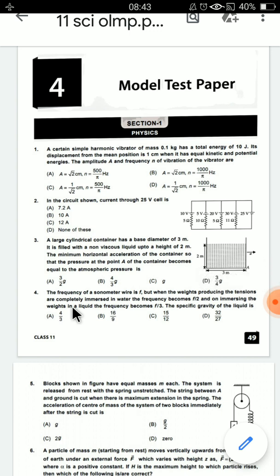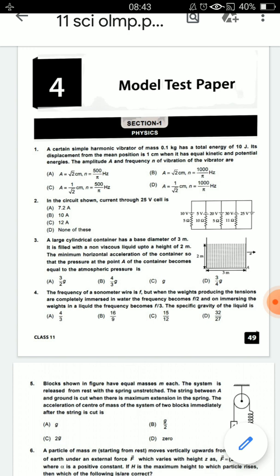A large cylindrical container has a base diameter of 3 meters and it is filled with a non-viscous liquid up to a height of 2 meters. The minimum horizontal acceleration of the container so that the pressure at point A of the container becomes equal to the atmospheric pressure will be: option A, 3 by 2 g; B, 4 by 3 g; C, only g, that is g, not gram, it is acceleration due to gravity; and option D, 3 by 4 g.